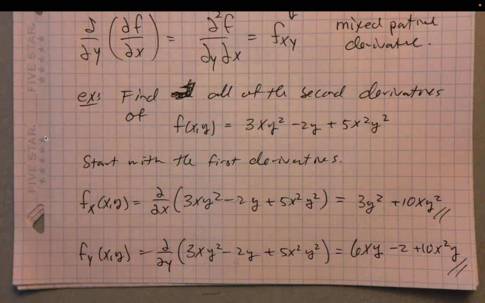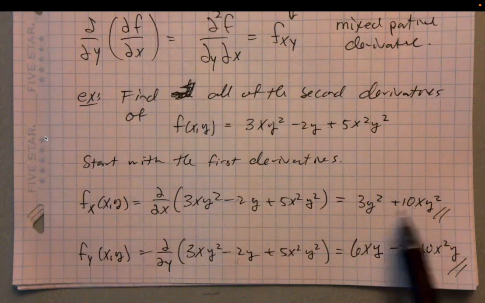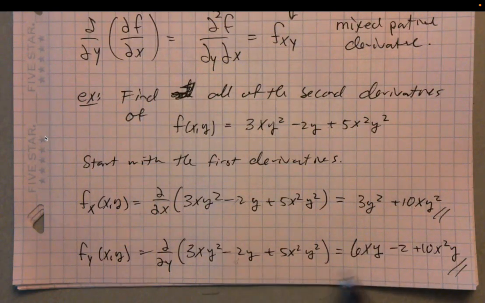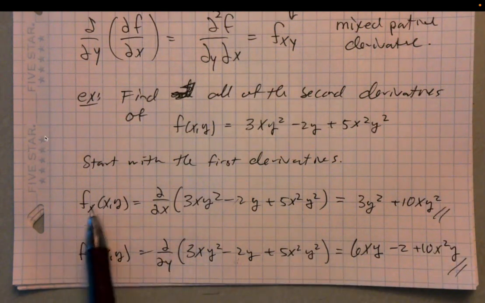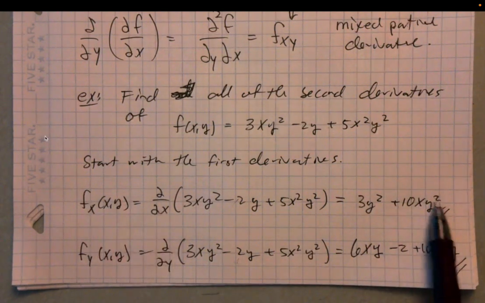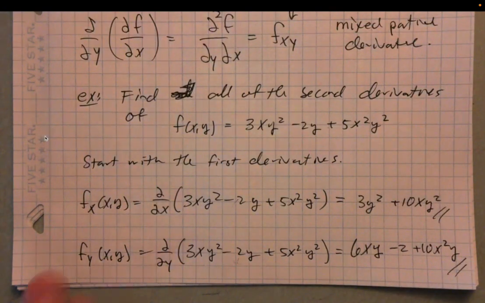Now, using these, we can just identify the second derivatives, right? The second derivative with respect to x is just the derivative of this with respect to x. The second derivative with respect to y is going to be this one differentiated again with respect to y. And then the mixed derivatives are where we differentiate this with respect to y and then differentiate this with respect to x. All right, so we'll go through this.